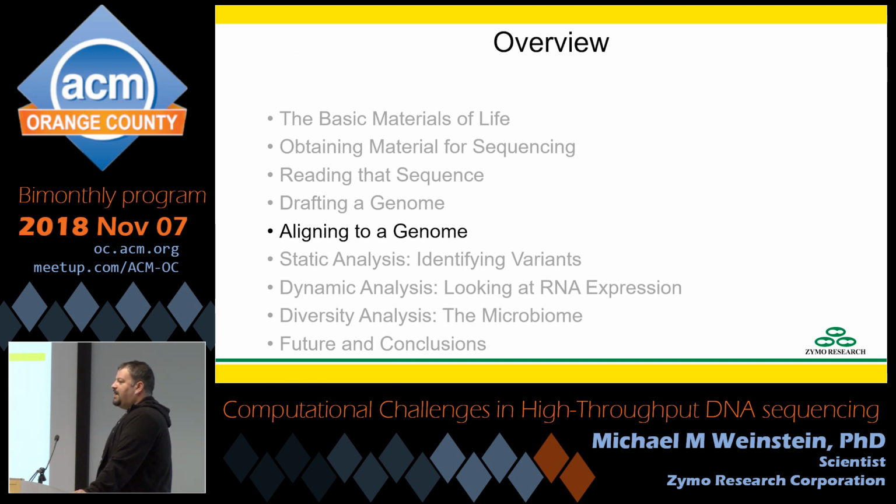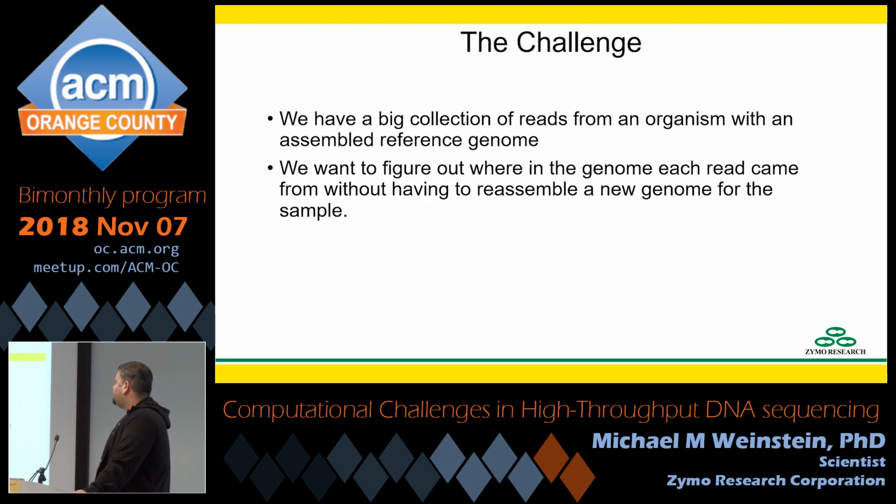All right, so let's say you have a reference genome to work with. That's going to come down now to aligning. Say you have the human reference genome, and you have a patient show up. We have a big collection of reads from an organism with an assembled reference genome, and we need to figure out where in the genome each read came from. I mentioned before, you're randomly fragmenting the genome to sequence it. Did I mention anything about knowing where in the genome these reads came from? Because we don't. So we have to figure out where in the genome each read came from.